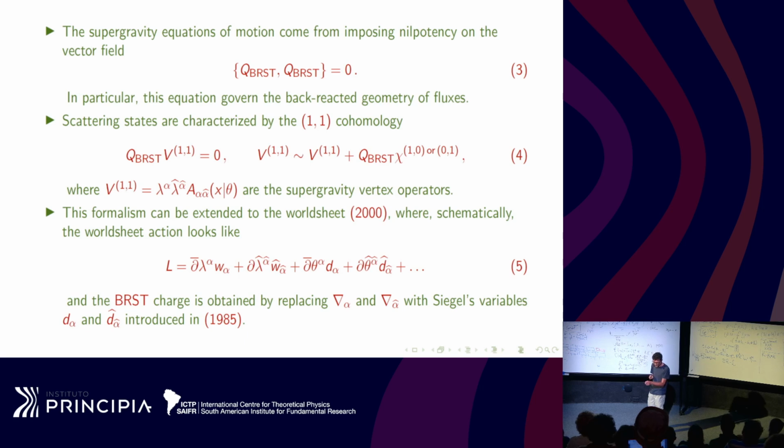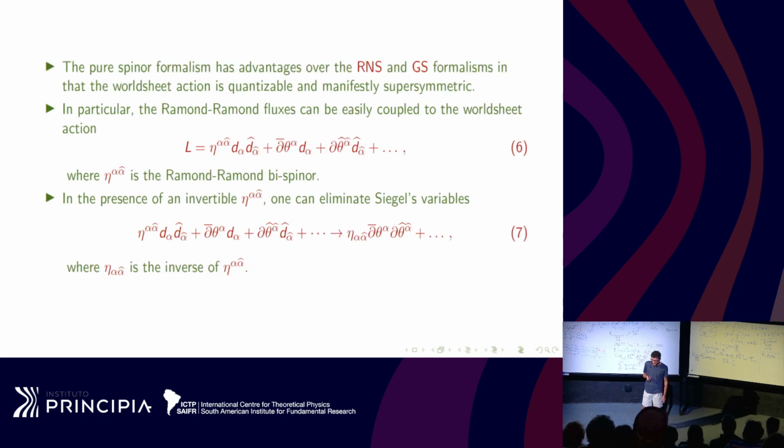The pure spinor variables are like beta-gamma systems, but curved beta-gamma systems because lambda are constrained. And for the fermions, you get this funny d alpha and d alpha hat, which you don't get in Green-Schwarz. Those variables were introduced way before the pure spinor formalism by Siegel in 1985. The pure spinor formalism has the advantage over the Ramond-Neveu-Schwarz and the Green-Schwarz in that the worldsheet action is quantizable and manifestly supersymmetric.